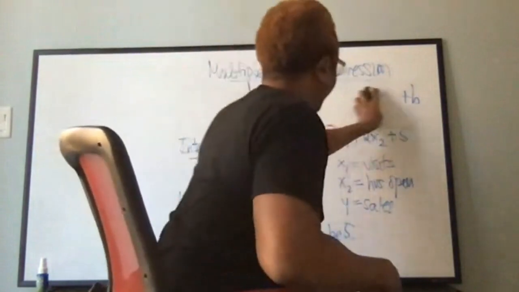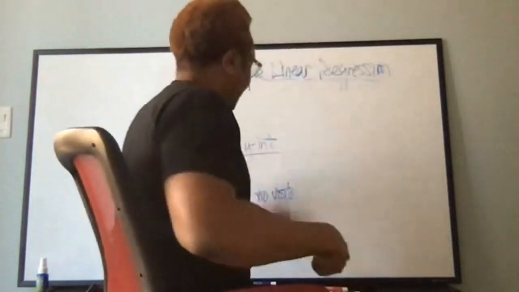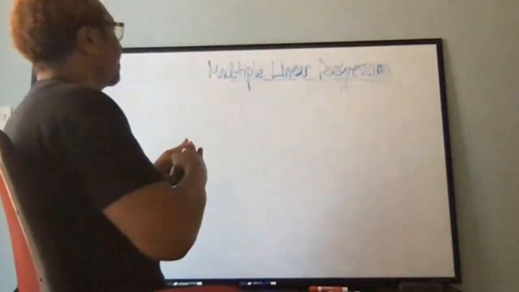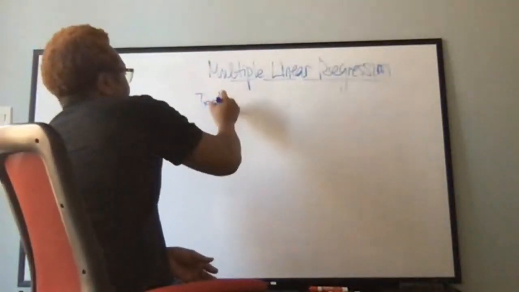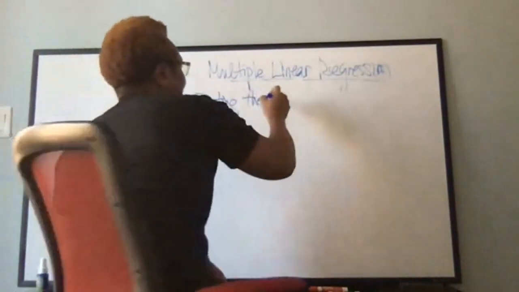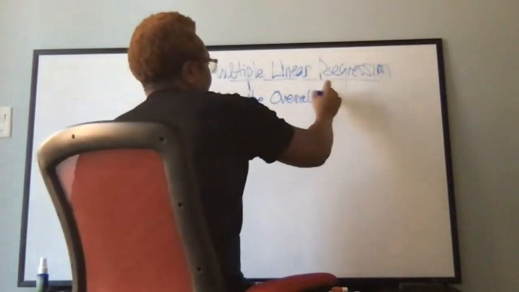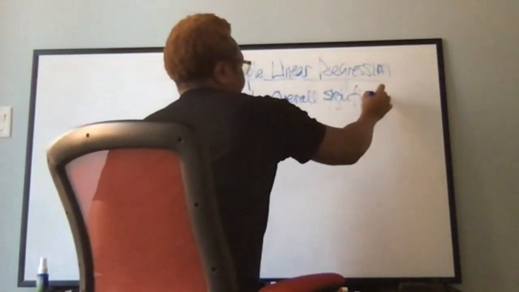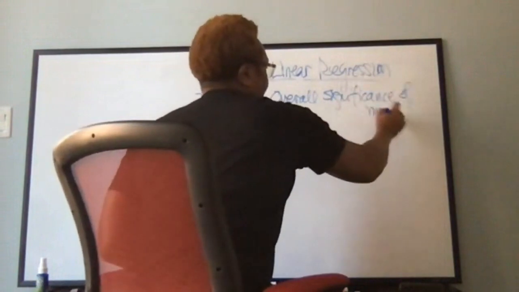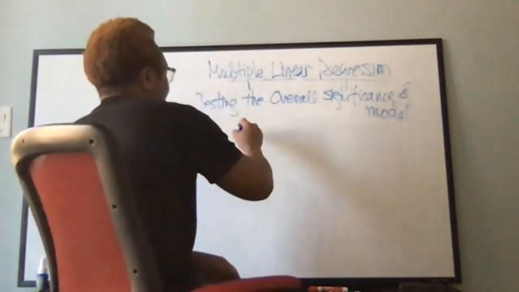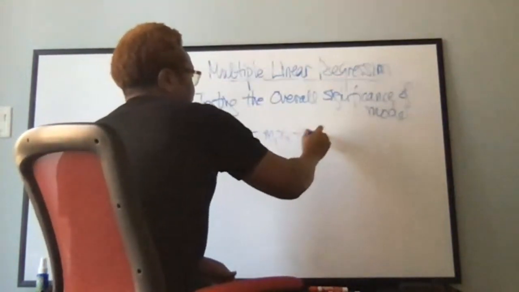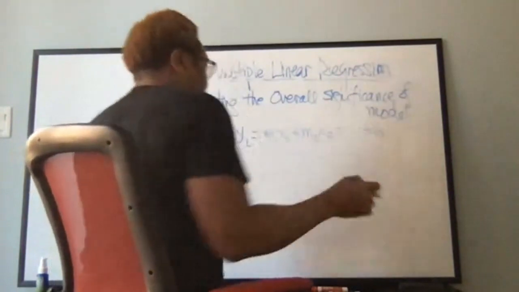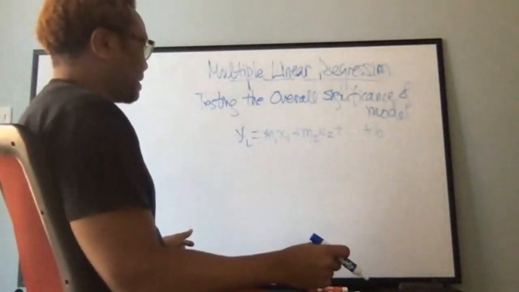Oh, this is really what got some of us. All right, so now we want to move to testing the overall significance of the model, right? So going back to y = m1x1 + m2x2 + ... + b, all right? This is what really got a lot of us on the exam, I think.